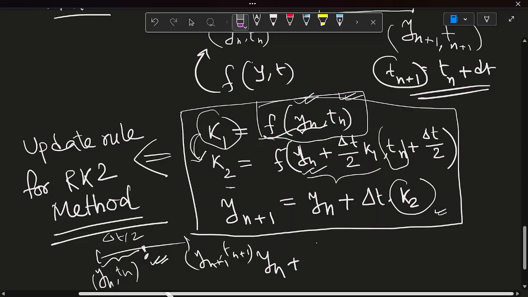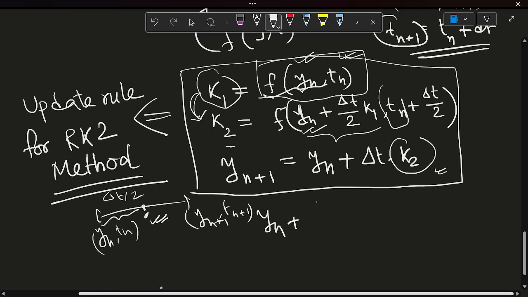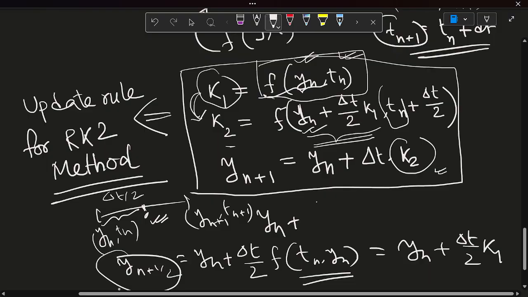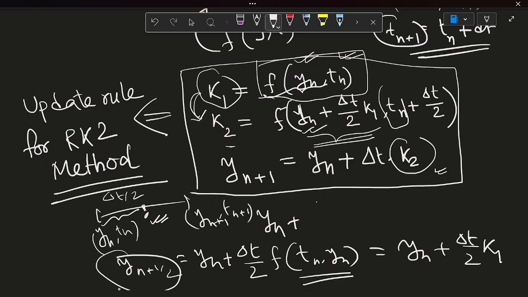If you use the Euler method, you will get the value of y, let me call it yn plus half, which will be yn plus delta t by 2, evaluated at tn and yn, which is just your k1. So you get yn plus delta t by 2 k1. This is your yn plus half, and you are just using that value here, so you are evaluating at the half point.